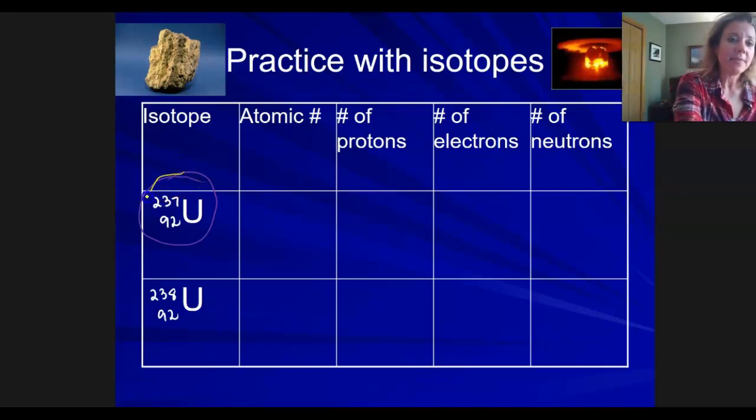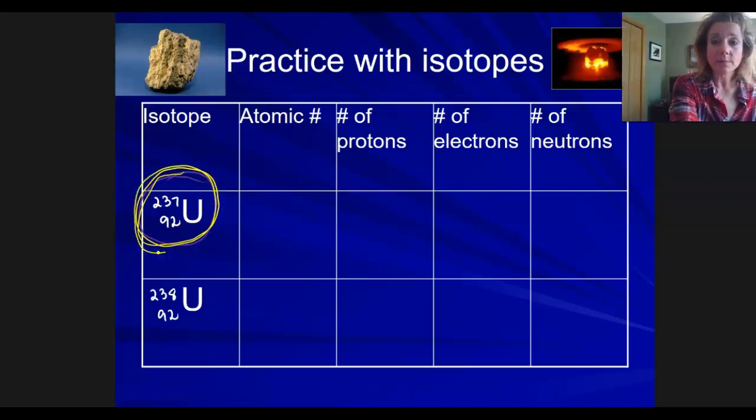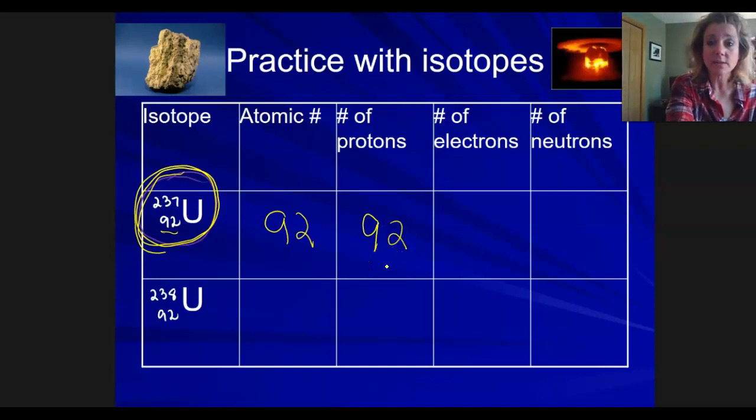Okay, back to our math here. So this is our first isotope. The atomic number is the number of protons, and that's always the bottom number in this notation. So we have 92. And as I said, the atomic number is the number of protons, so that also is 92. The number of electrons has to equal the number of protons. Why? Because atoms are neutral, and so they have to have equal numbers of positive things, protons, and negative things, electrons, so that they can cancel each other out and retain a neutral charge.